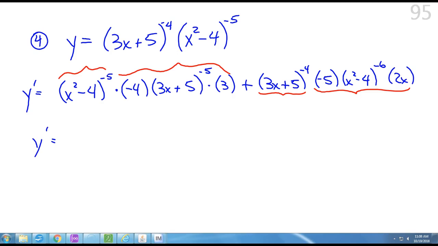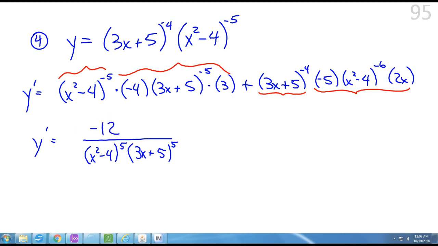Okay. So what I would do here is, I know I'm going to have a fraction. These are going to go at the bottom. So x squared minus 4 to the 5th, 3x plus 5, and now that's to the 5th. And then what's on the top of my fraction? Negative 12, basically, right?